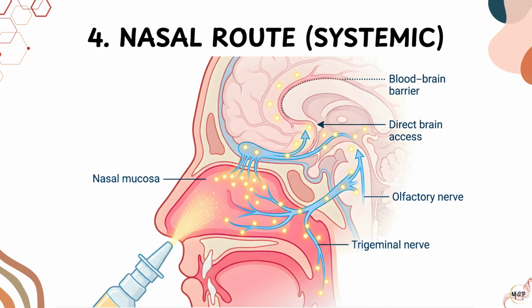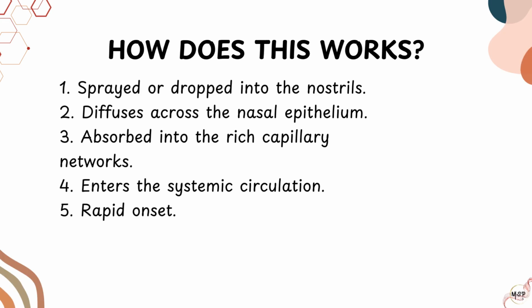Some drugs can even bypass the blood-brain barrier via the olfactory or trigeminal nerve pathways, giving them a potential direct access to the brain. Think of it as a secret shortcut to the central nervous system. So, how does this work? It's a simple 4-step process. The drug is sprayed or dropped into the nostrils using a simple device.